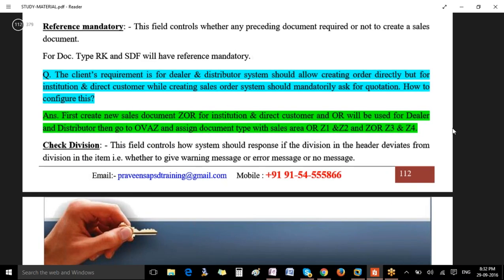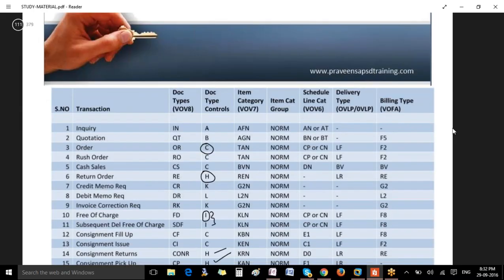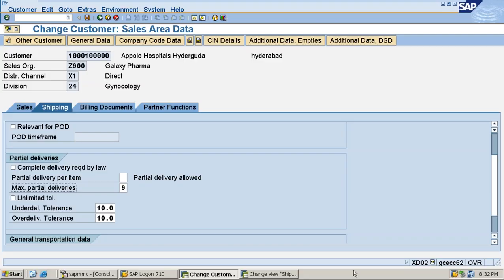Okay, it's 9, right? But it's not 9. Why? Because SAP system allows you to do up to 9. But what if I maintain here 5? My question was, how many maximum partial deliveries can I do for a customer? That means it depends upon the value you maintained in the maximum partial deliveries.